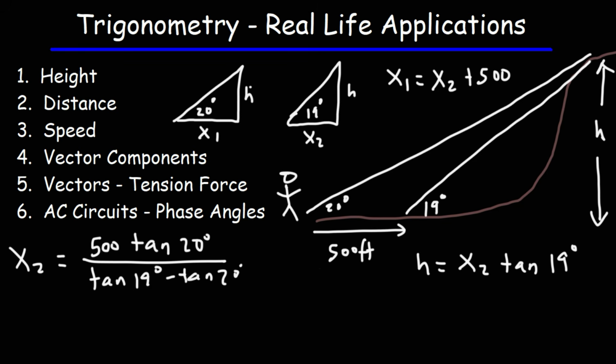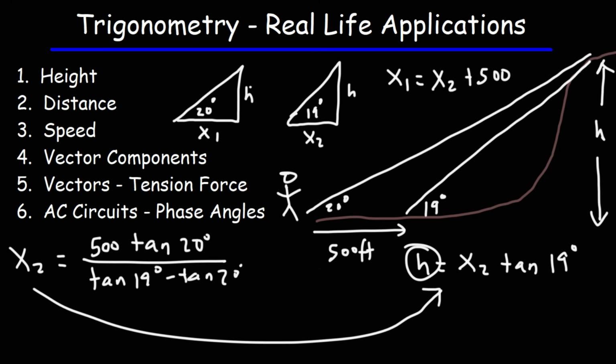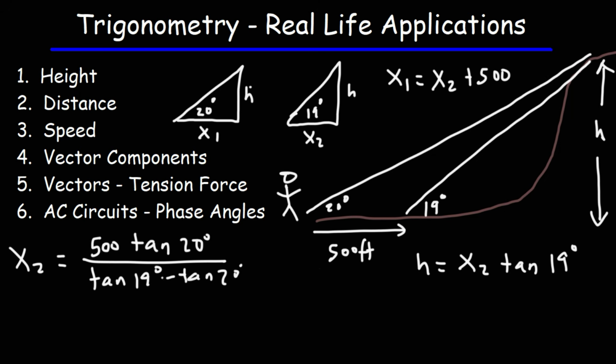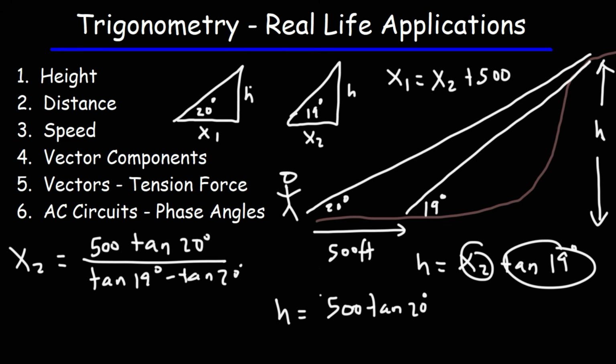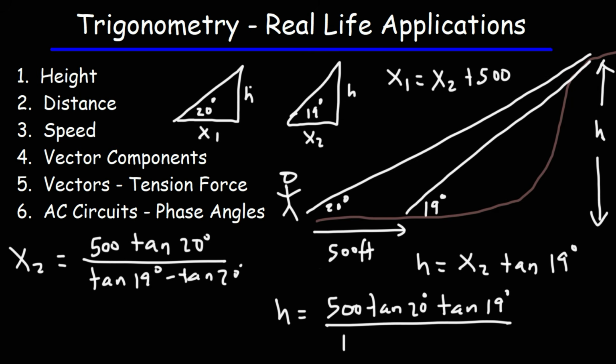Now that we have x2, we could plug it into this formula to get h. So h is going to be 500 tan 20, that's part of x2, and then times tan 19 over tan 19 minus tan 20.